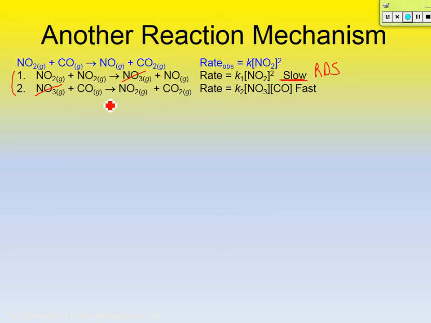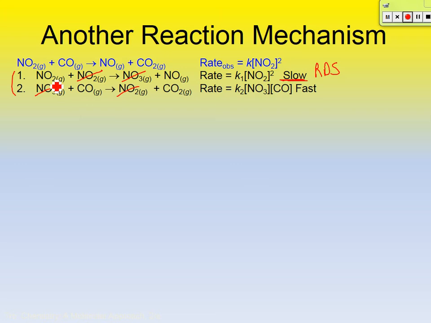Is there anything else that will be canceled out? And the answer, yes. NO2 will cancel out with one of your NO2s here, but you still have NO2 because there was another one right here. Okay, so my intermediate is NO3. Now, another question.